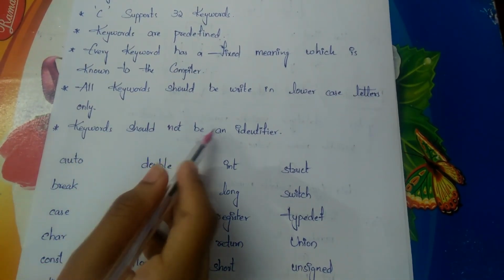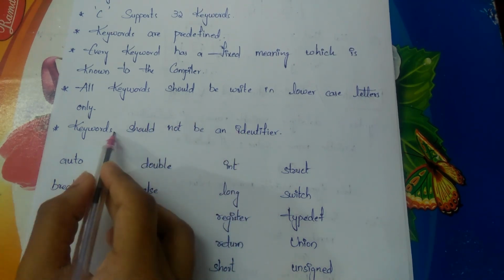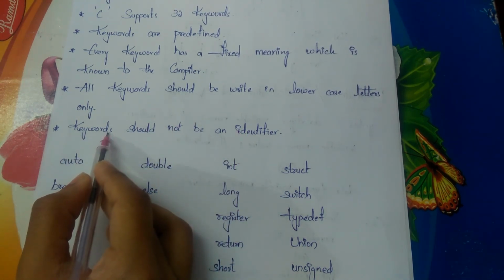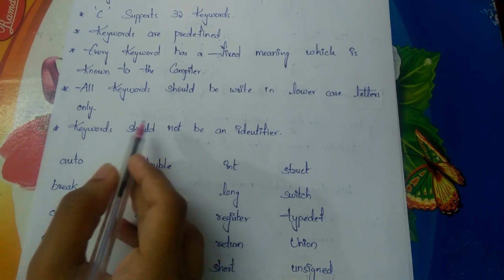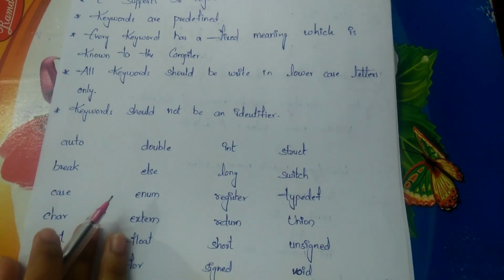These are all predefined, so keywords should not be an identifier. We cannot use keywords as variables or identifiers. So let's see those 32 keywords here.